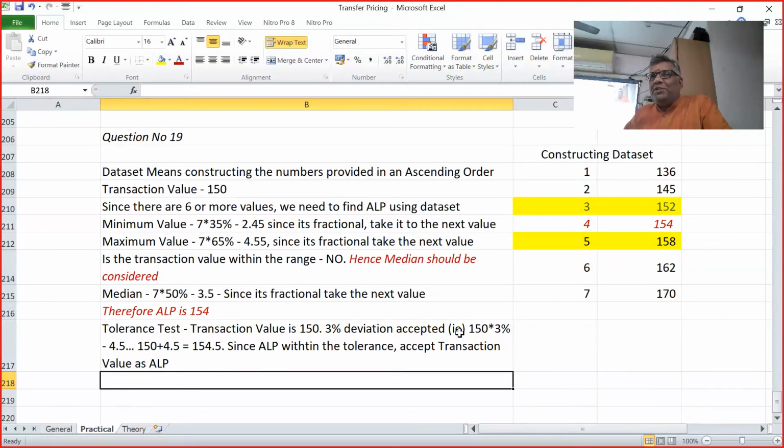Downward is beneficial for you. Why will the department even worry about it if your ALP comes to 147 and your transaction value is 150? I will drop it and go ahead, proceeding.